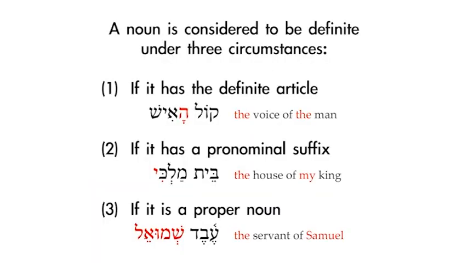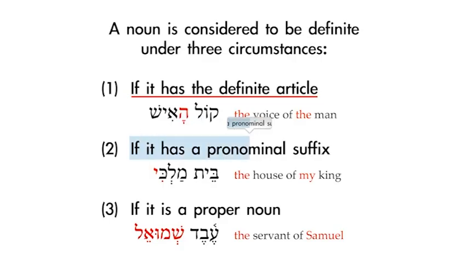Well, in what other circumstances is a noun considered to be definite? There are really three circumstances in which a noun is considered to be definite. The first one we've already encountered. If an absolute noun has the definite article, it's definite, and therefore the entire chain is definite, as in our example, Kol ha-ish, the voice of the man.